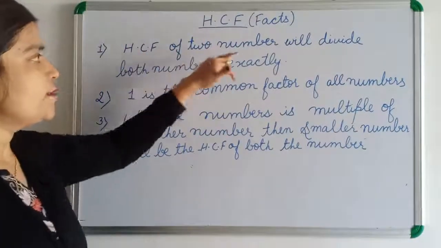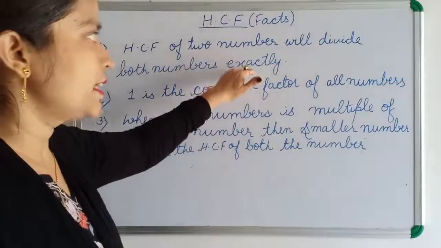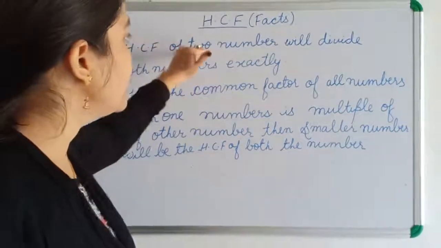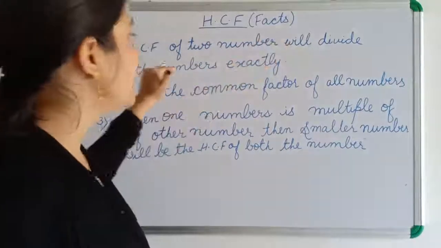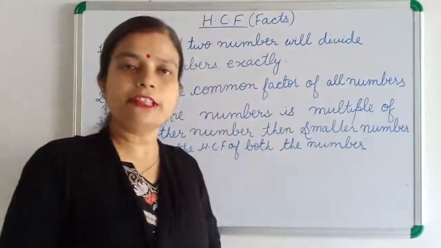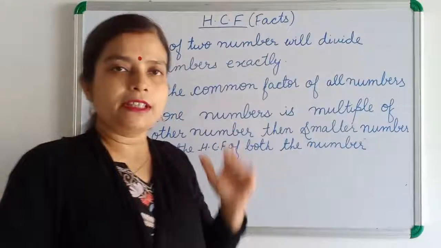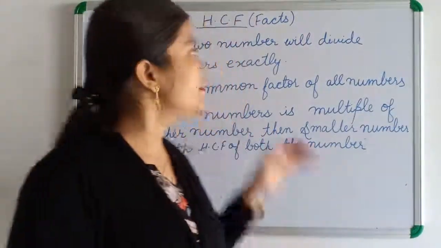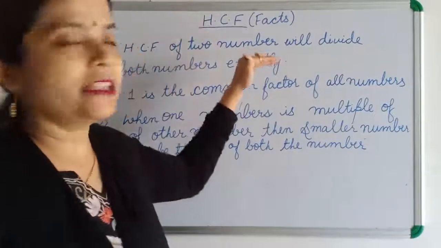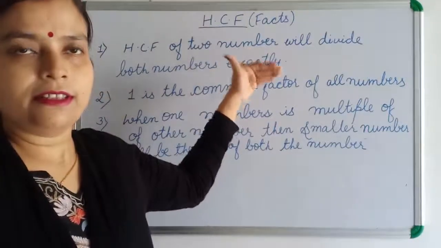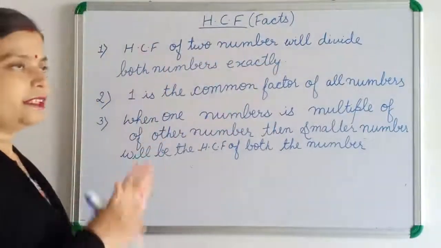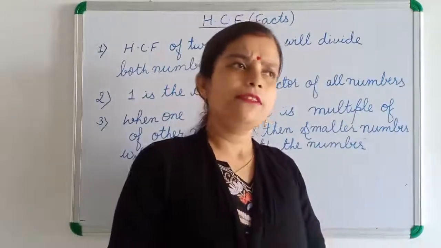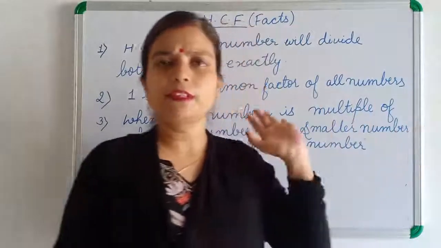HCF of 2 numbers will divide both the numbers exactly. When we talk about 3 numbers, we can say HCF of 3 numbers will divide all the numbers exactly. That comes from the definition only. So HCF can divide the numbers exactly. It is the greatest number which divides both numbers exactly. So if HCF is given of 2 numbers, definitely it will divide both the numbers.